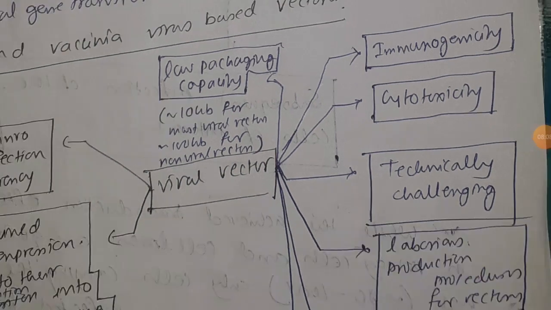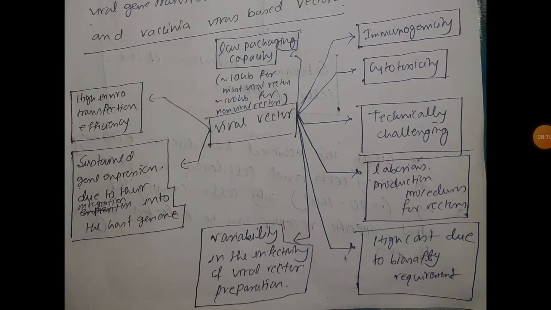So viral vectors provide high in vivo transfection efficiency along with sustained gene expression, as they help our gene of interest integrate into the host genome. Along with that, they also have a couple of disadvantages. For example, good technical skill is required, and it is also a technically challenging procedure.